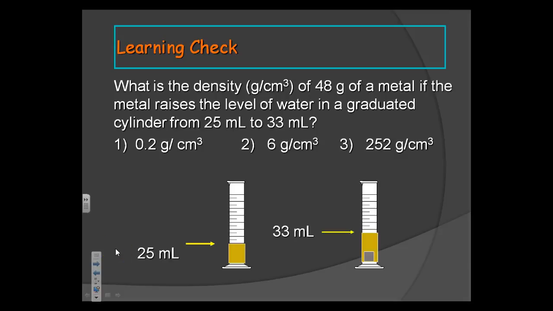Here's another density type problem. We've got the mass of a metal, and we place that metal into the graduated cylinder just like we saw, with the same levels there. So we've already calculated our volume from that. Then we're just going to take our mass, which is 48 grams, and divide it by our 8 milliliters, and we end up with 6 grams per centimeter cubed, or grams per milliliter. So this would be your correct answer here.